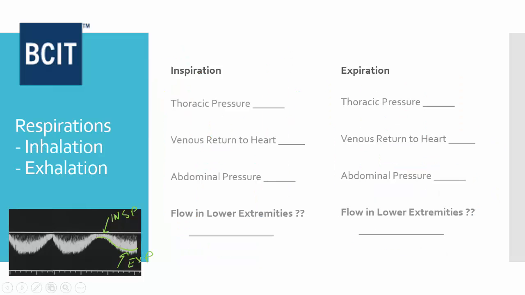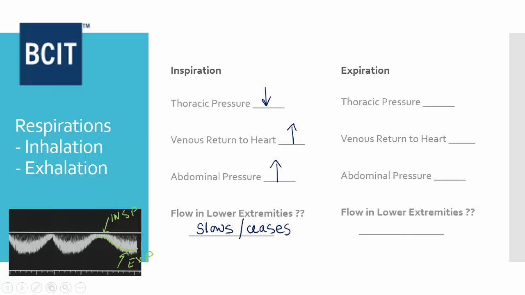Okay, let's look at respiration and how it affects venous return. If you take a deep breath in, you're actually filling up your chest cavity or your lungs with air, and your diaphragm is being pulled down. The thoracic cavity is increasing in size. When we have an increase in size in that thoracic cavity, we actually have a pressure drop. Venous return to the heart increases.